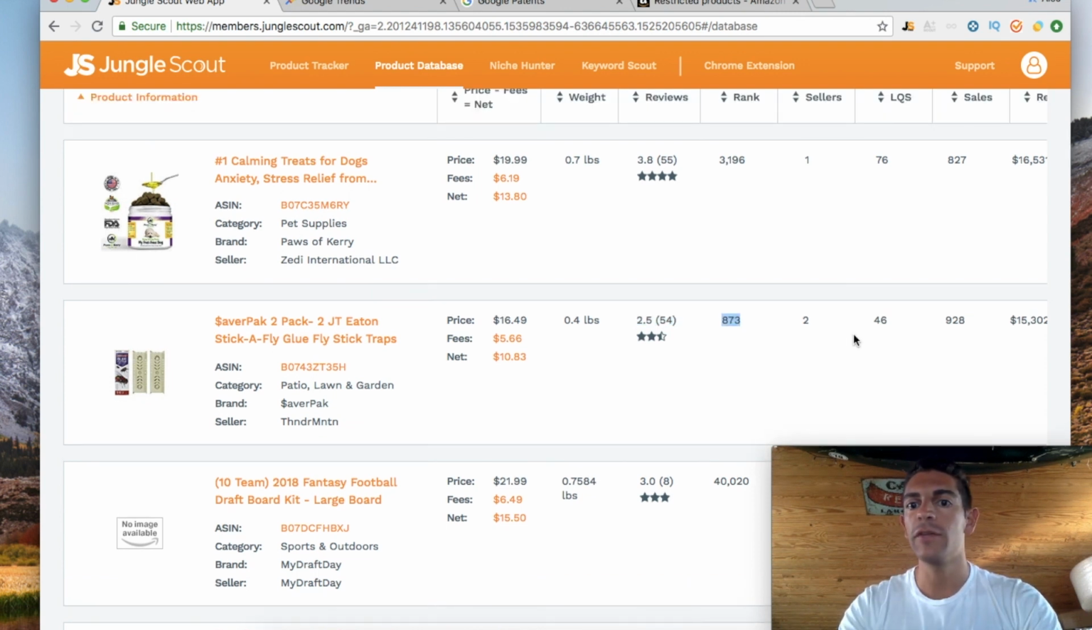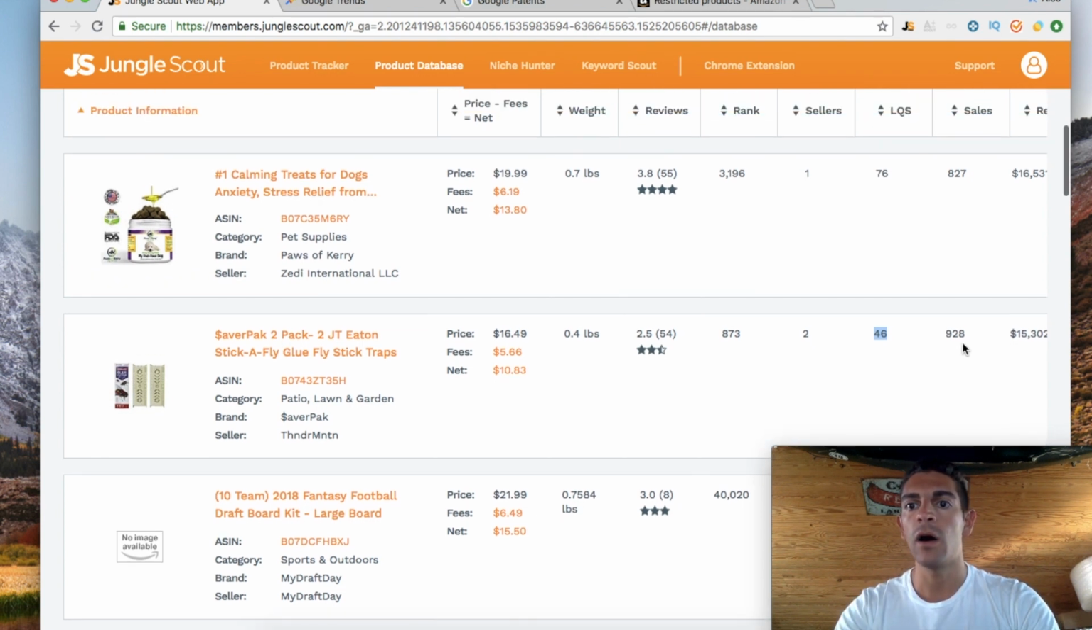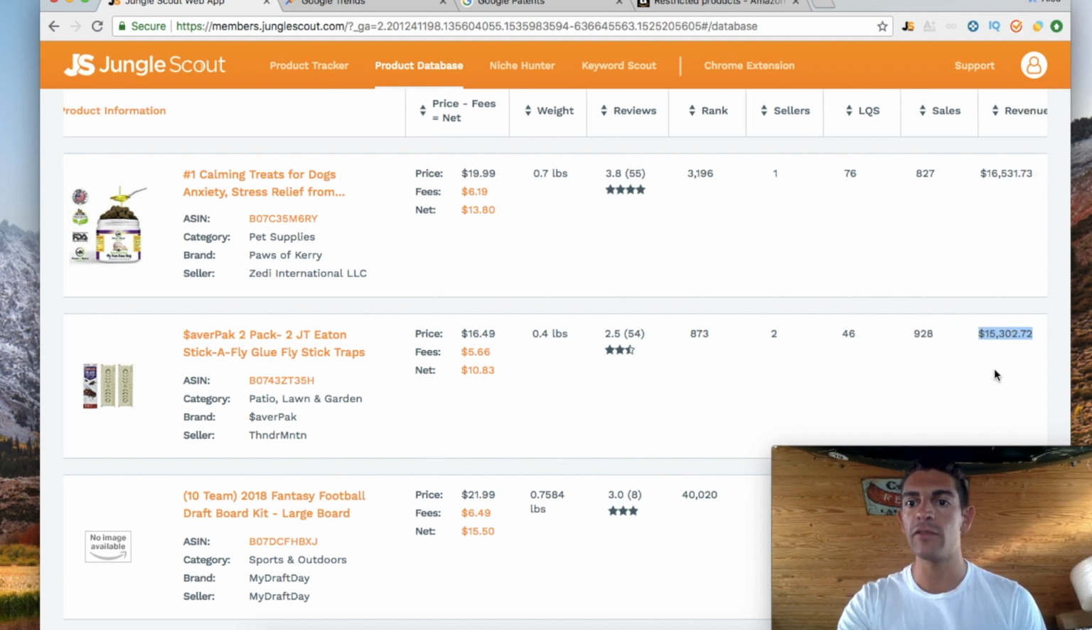Their rank is 873. They're selling a ton. Their listing quality score is 46. This is another thing to look at too. The higher the quality, closer to 100, the better the listing is. So we could tell without even looking at the listing that this listing is not that great. And that's just an internal number that Jungle Scout comes up with. They're making 928, almost 1,000 sales per month. That's crazy. At about $16, $17, they're making $15,000 per month with this product.